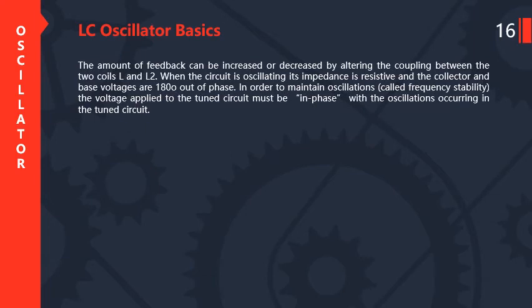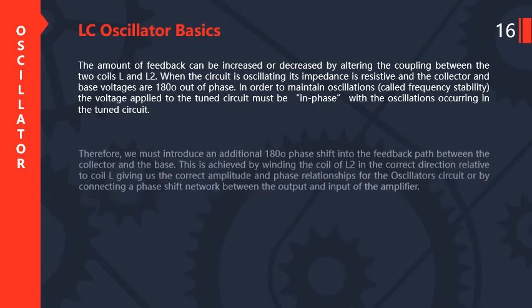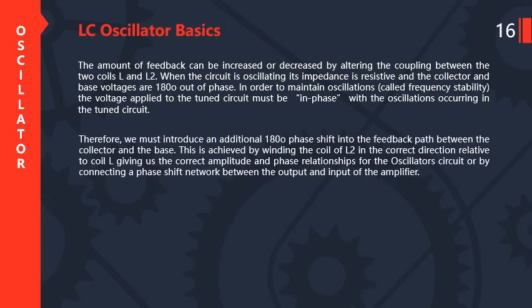The amount of feedback can be increased or decreased by altering the coupling between the two coils L and L2. When the circuit is oscillating, its impedance is resistive and the collector and the base voltage are 180 degrees out of phase. In order to maintain oscillation, the voltage applied to the tuned circuit must be in phase with the oscillation occurring in the tuned circuit. Therefore, we must introduce an additional 180 degree phase shift into the feedback path between the collector and the base.